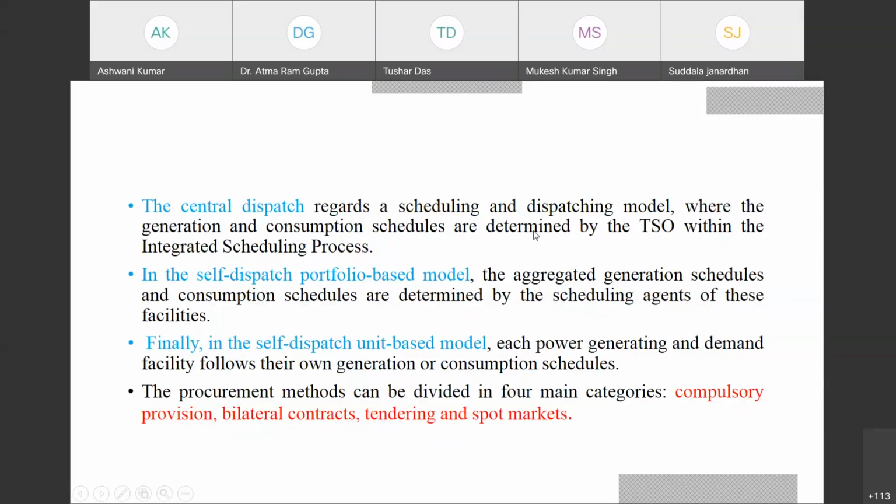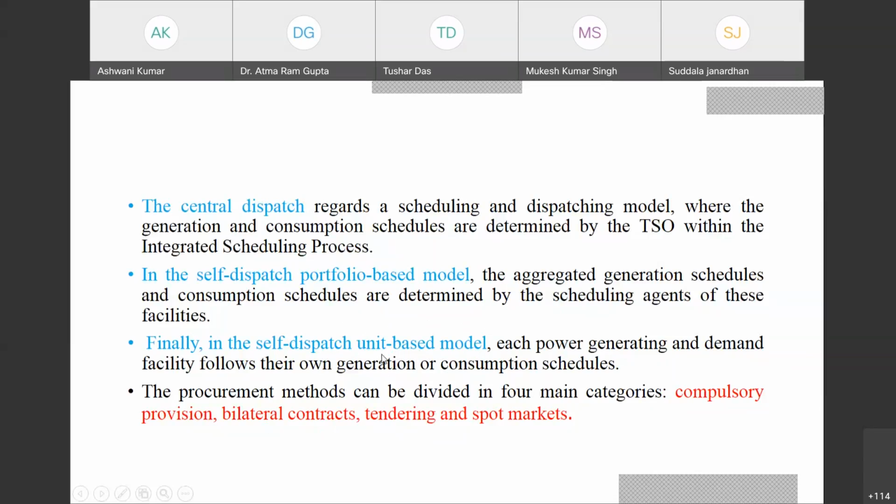In a self-dispatch-based model, as an ancillary service model, the aggregated generation, schedules, and consumption are taken care of by agents, and these agents are called scheduling agents. This duty is performed by the scheduling agents in a self-dispatch portfolio-based model. And in a self-dispatch unit-based model, each generating system and demand facility follow their own generation and consumption schedule. They are responsible for balance between the generation and demand on their own. So these are three kinds of the ancillary service market, but the most important are generally the central dispatch and portfolio-based model. This model is not much more prevalent, but these two models exist.